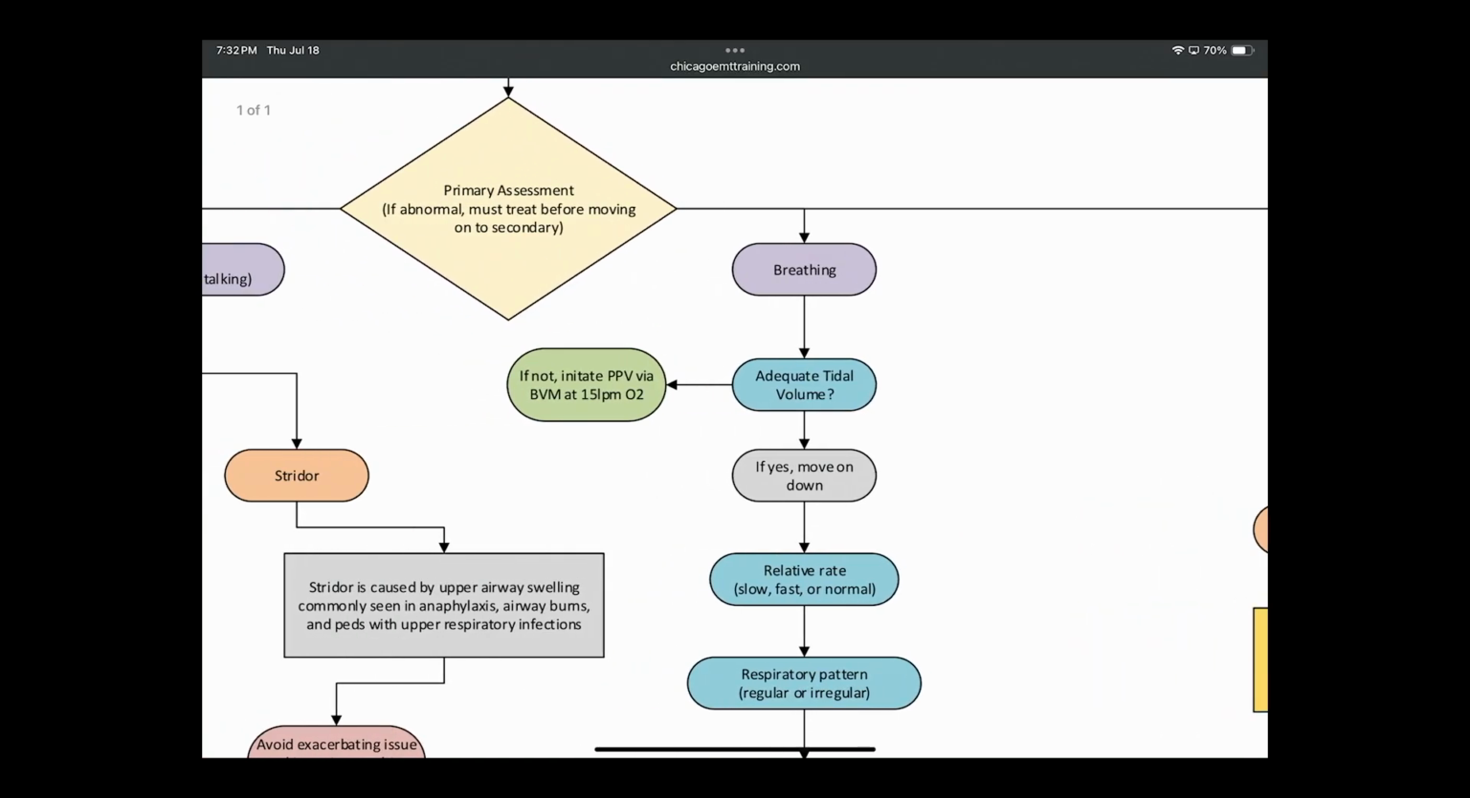And if we were to move on to breathing, the initial thing that we're asking for is for adequate tidal volume. Do they have adequate chest rise and fall?